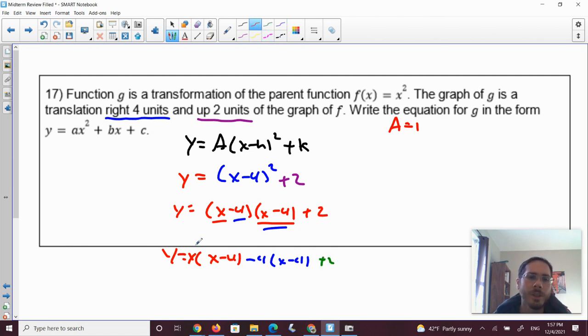And then we go ahead and distribute again. x squared minus 4x minus 4x plus 16 plus 2. And so you can see, unsurprisingly, this was x squared minus 8x plus 16. When we combine like terms, we'll combine those two to be negative 8x.